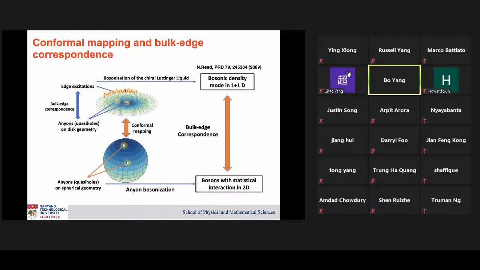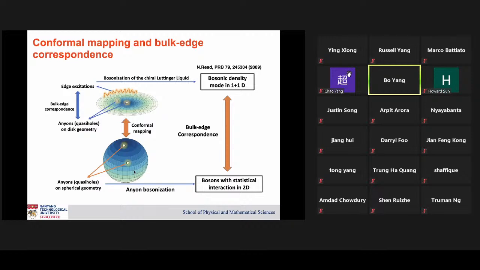So we can bosonize the edge excitations, but we can also do a conformal mapping from an open boundary condition system to a closed boundary condition on a sphere, for example. On a sphere, we still have these quasi-hole excitations, but they can't be reinterpreted as edge excitations anymore because there's no edge, right? These are really bulk excitations, very well localized in the bulk. But because of this correspondence, in principle, we can also bosonize these excitations in a 2D manifold.